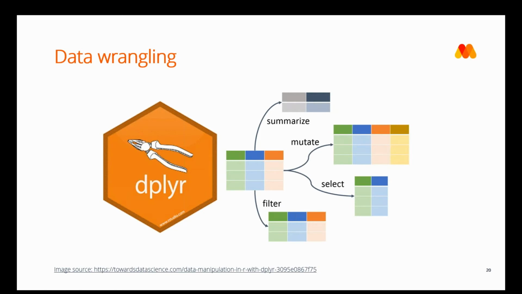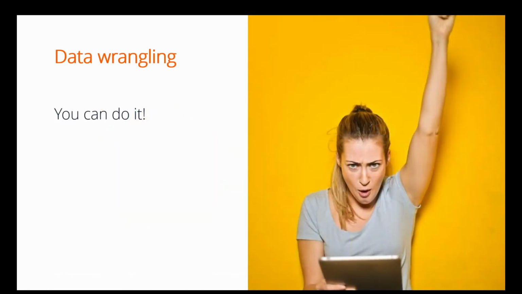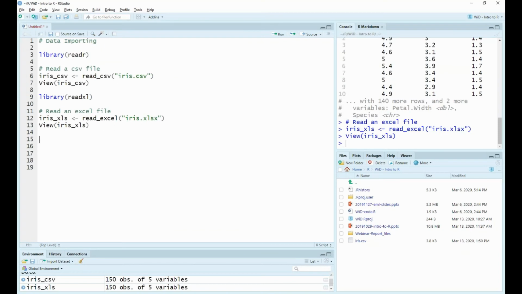So data wrangling is when we have our data, but we want to change it, we want to modify it. So we can do things such as summarize, so we can create a summary of our data. So let's say we want to calculate the mean, we can do that using summarize. We can mutate, which means add on extra columns. We can do a select, which means we can select only certain columns, or we could even do a filter, which means we want to only filter to certain rows, so we want to exclude some rows from our data set. So again, you can do this in R. So let's have a go. Let's jump back to RStudio and have a go at some data wrangling.